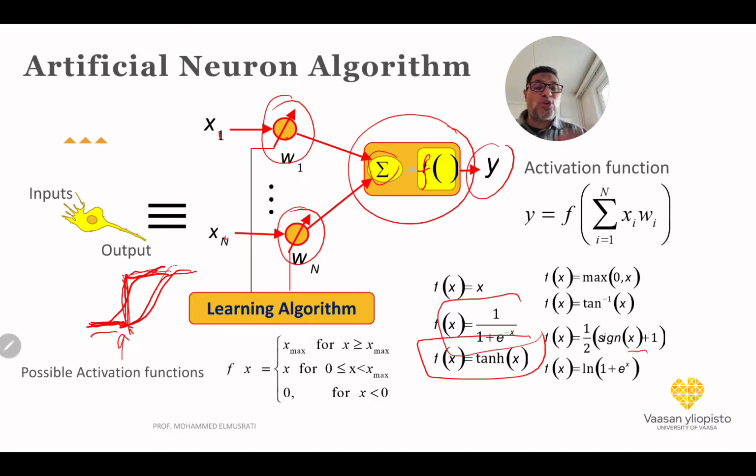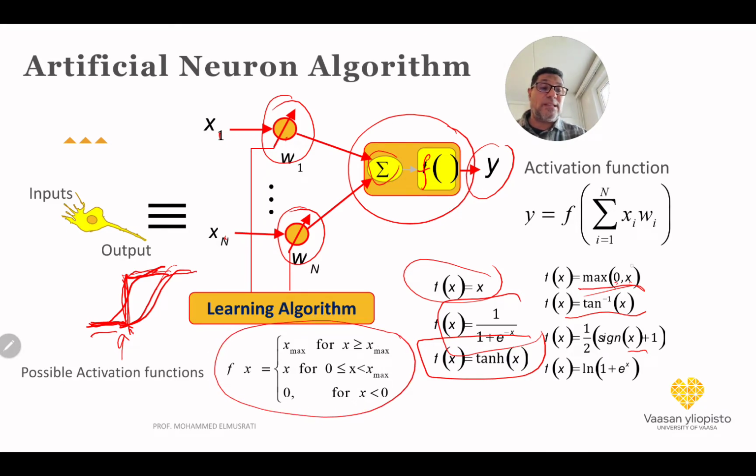However, of course, we can use different kinds of equations. It can be linear, like this one. It can be like maximum of 0 and x. It can be nonlinear as well. It can be tan inverse. We have different kinds of functions, and each function has certain applications. And one of the possible activation functions is given in this way.